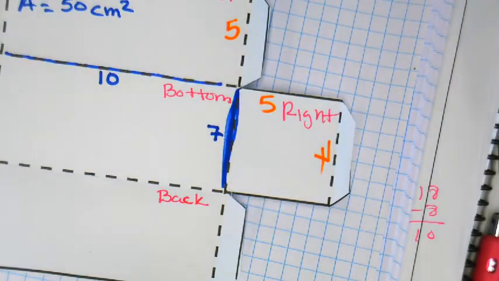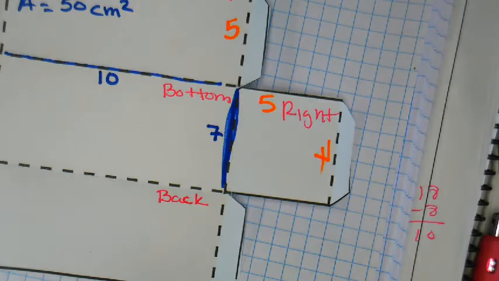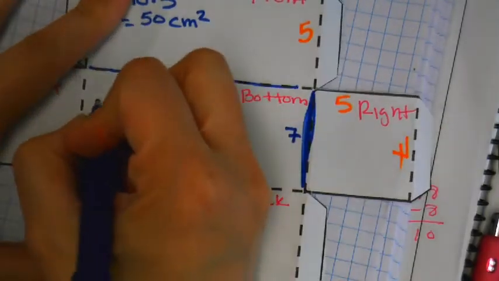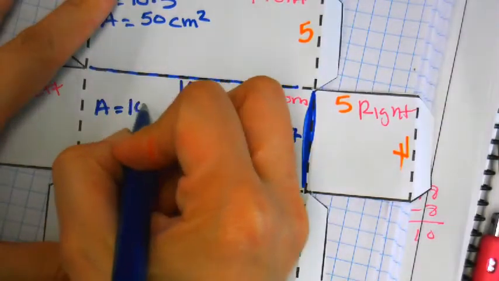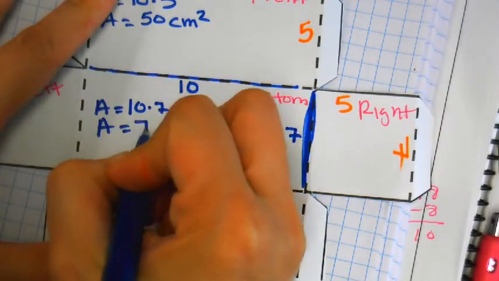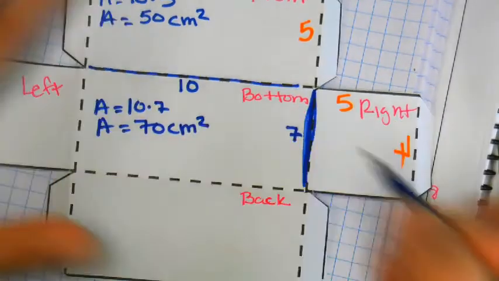So what is the area of the bottom rectangle? Area. 7 times 5 is 35 squared. Good.